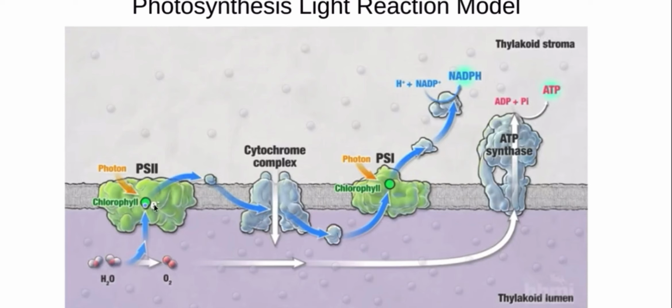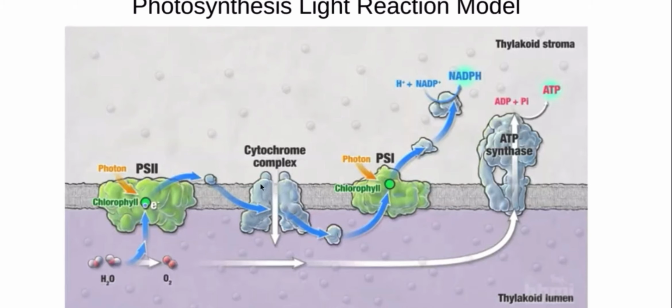And the energy from the photon excites the electron into a higher energy. And then this electron carrier carries the electron into the cytochrome complex. And while this is happening, H2O splits and supplies photosystem 2 with another electron, and O2 is a byproduct.